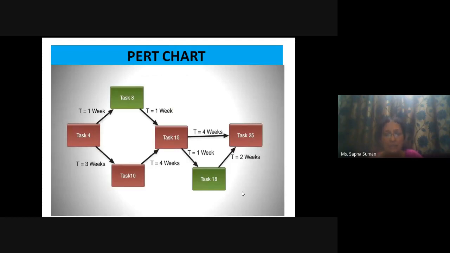Now, this particular chart is showing only a part of the PERT chart because you cannot see the starting point or the end point here. Even the numbering of the tasks here begins from 4. Task 4, then task 8 is there. So this is a very big project, and in this slide only a part of the PERT chart is shown. So this is basically what a PERT chart is.